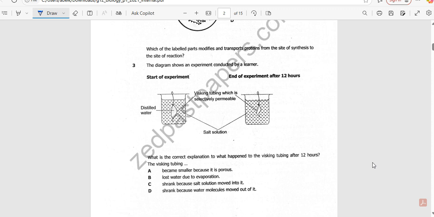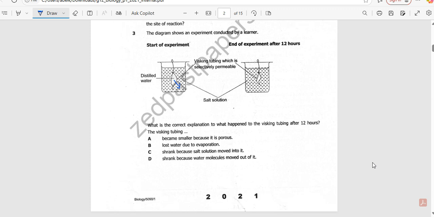According to the effect of osmosis, we understand that water moves from where it is higher to where it is lower. So here, since the potential is high, the water should move from here and come here where it is lower. As a result, this one will shrink and come like this. The Visking tubing is used because it acts as a selectively permeable membrane. It has very tiny pores or walls.